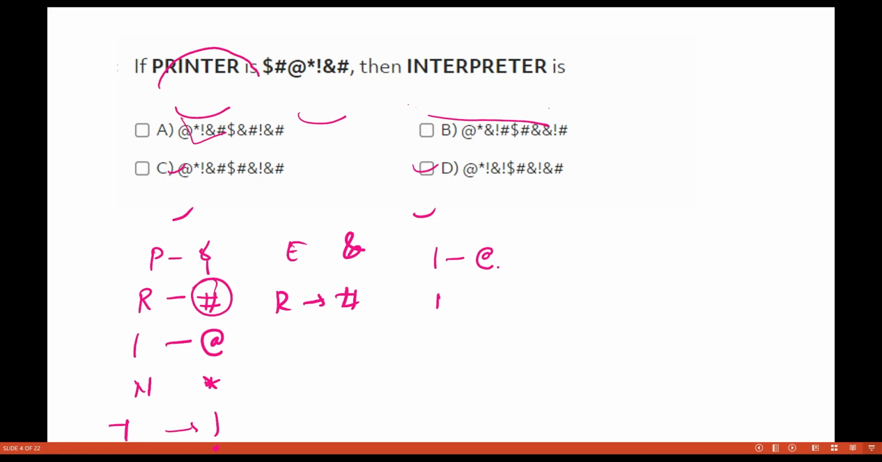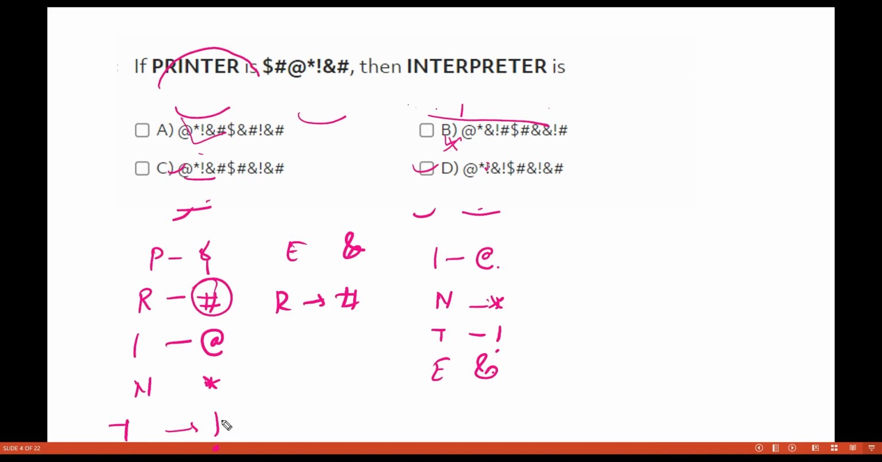Then N is obviously asterisk. You see everyone is containing asterisk as well. T is exclamation mark, I think. Yes, T is exclamation mark. Everybody is containing exclamation mark. Now I think this one gets eliminated. B gets eliminated because the third one is ampersand. E is obviously ampersand. So now A, C, and D are still in the race for the answer.